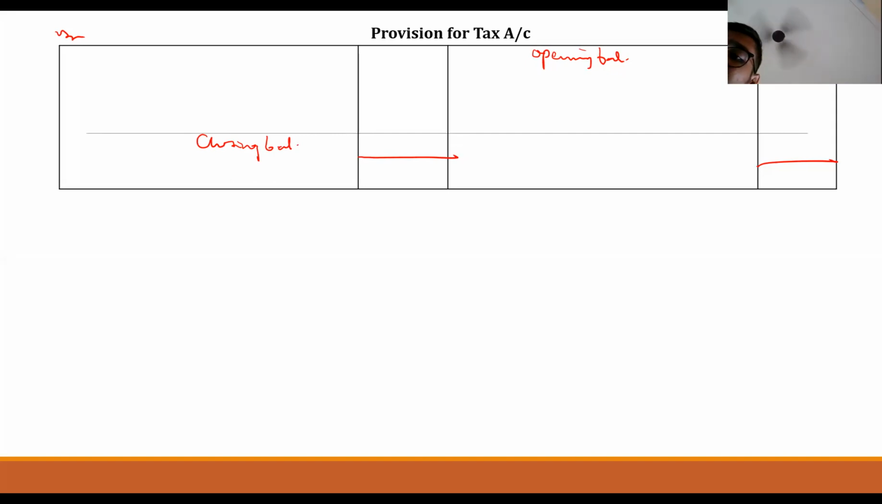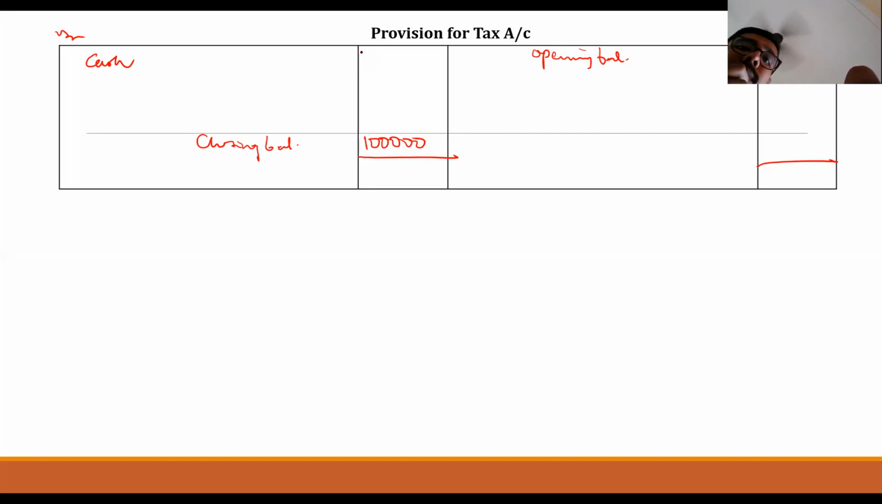We had already discussed this earlier, no? 80,000 became 1 lakh, so the difference plus the amount paid. What is the adjustment regarding provision for tax? Income tax paid, 70,000. Tax paid means it comes in the debit side. What is the reason it comes in the debit side? It will be reducing the liability. Since provision for tax is a liability, and if we are paying cash it will be reduced. That is why it came in the debit side.